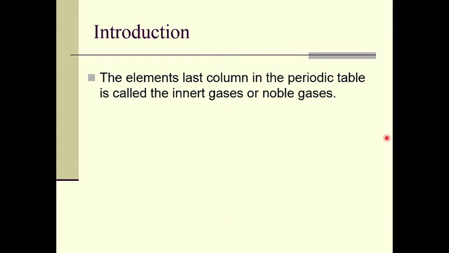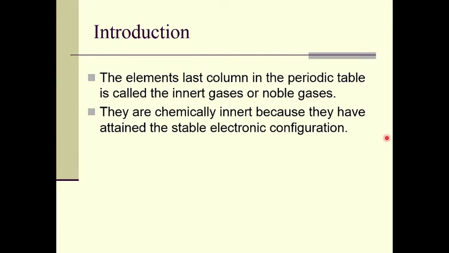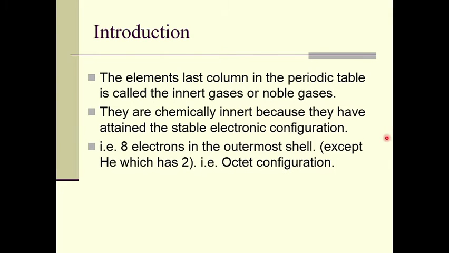Now the elements in the last column in the periodic table are called inert gases or noble gases. They are chemically inert because they have attained the stable electronic configuration. So we have seen in the case of helium and in the case of neon, they have attained the stable electronic configuration, that is 8 electrons in the outermost shell, right? Except helium, which has only 2 electrons in the outermost shell, that configuration we call the octet configuration, right?